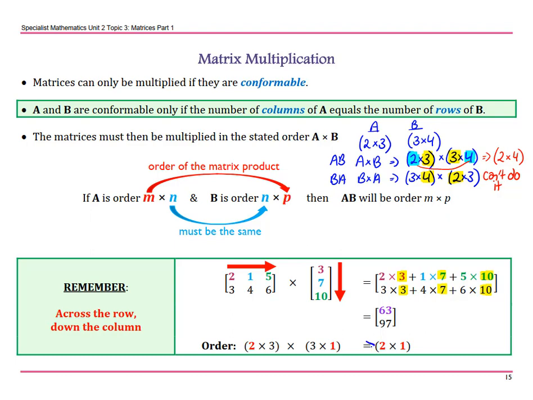So you can see we've ended up with a 2 by 1 matrix because your 3's were the same. Your number of columns of your first matrix was the same as the number of rows of your second. And you can see why these need to be the same, because you're going across the row and down the column. So you need the same number of columns to be able to go down the rows. Otherwise, it won't work. And your result is that 2 by 1.